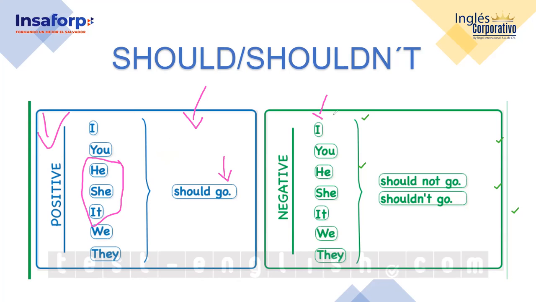But then, we have sentences in negatives. What is the only difference? That the auxiliary is going to be in negative. It means that we are going to add not. I should not go. Or I can use it in a contracted way. She shouldn't go. She shouldn't go to the meeting. She shouldn't go to the conference, because there is a lot of work to do. So she shouldn't go to that conference. Base form.